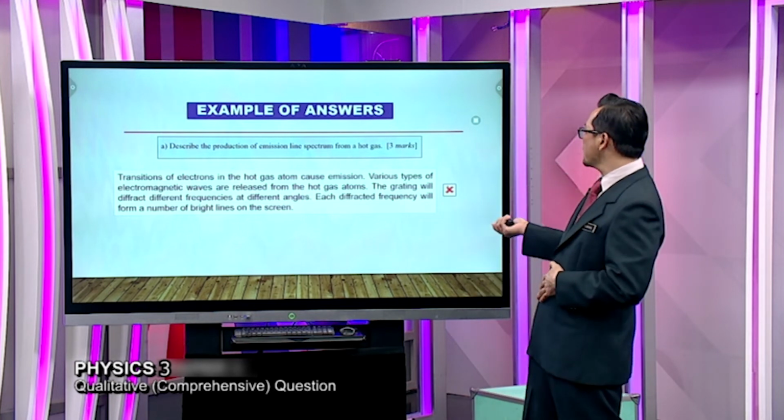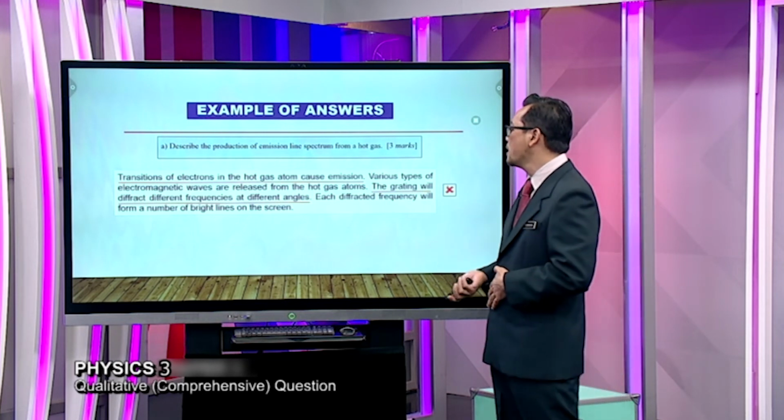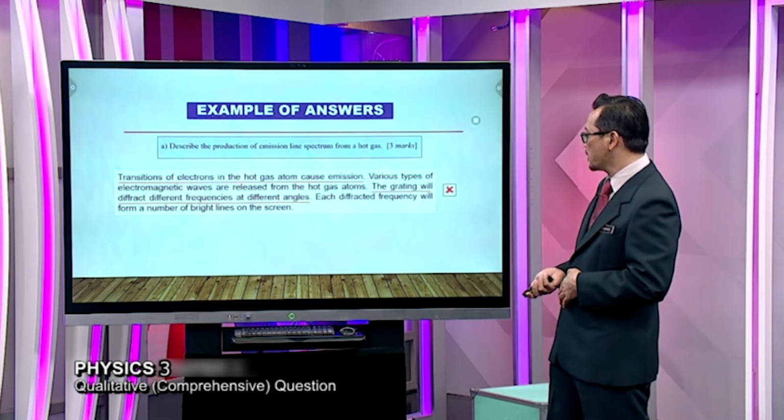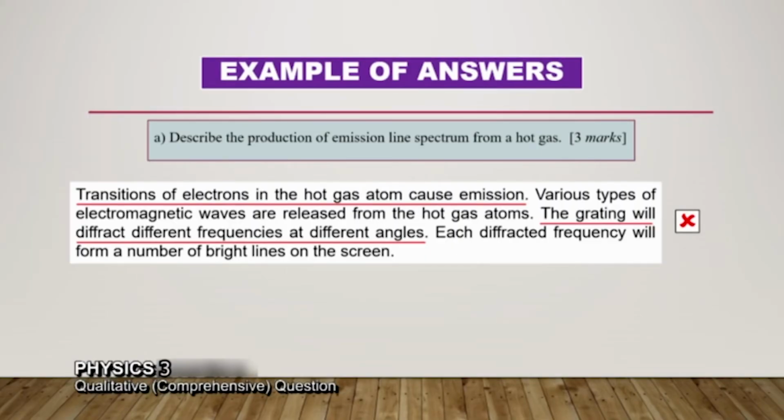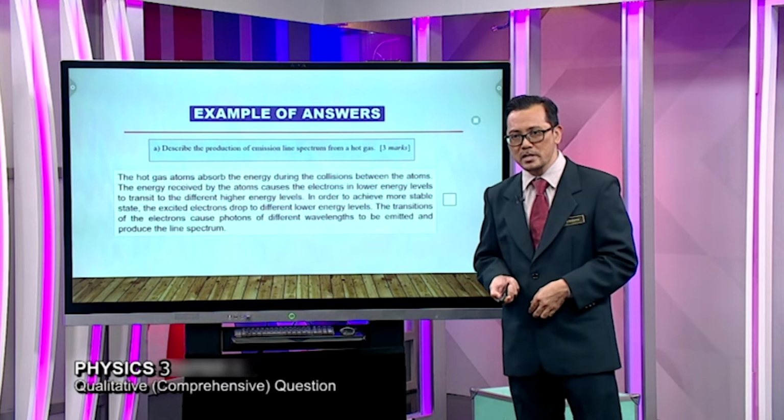Okay, let's look at the mistake that may be made by this candidate. Number one, there are two processes that I mentioned just now. One is about the transition of electrons in the hot gas, and number two is the use of grating, which is actually about two different activities. Maybe we can see the example of a good answer.